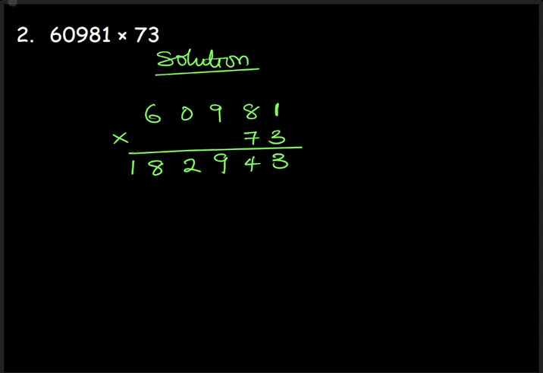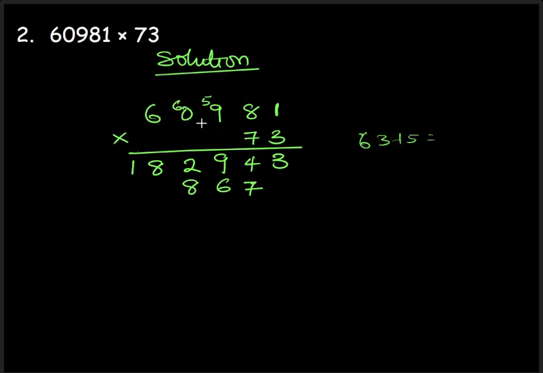So we are done with using 3 to multiply. So we are going to proceed to use 7 to multiply. 7 times 1, that will give us 7. 7 times 8, that will be 56. 6 carry 5. 7 times 9 is 63. 63 plus 5, that will give us 68. So this will be 8 carried 6.